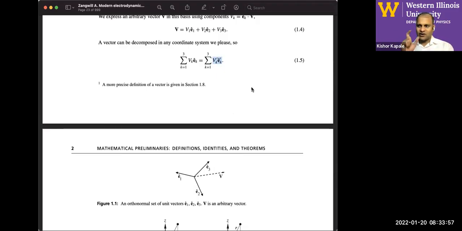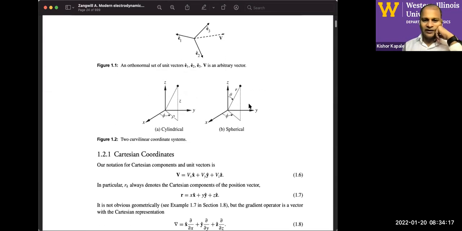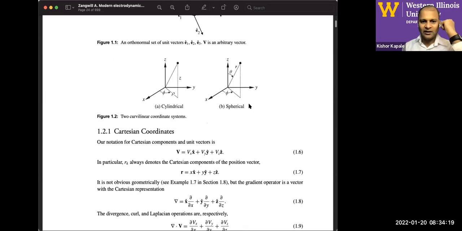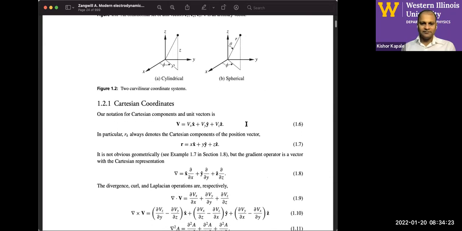The vector does not change. The vector that you have has a specific direction in space, a specific origin, and a specific endpoint. That does not change. What changes, when you change your coordinate system, is the components. And so that's not a new vector. It's the same vector physically, but the components are the ones that change. So you need to be mindful of that. Here is a picture, A and B, that talks about the cylindrical and spherical coordinates.